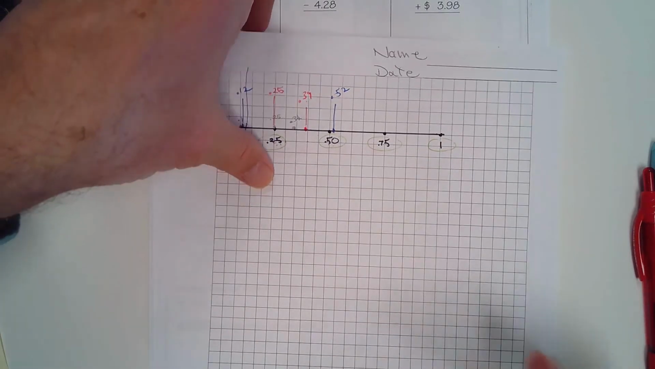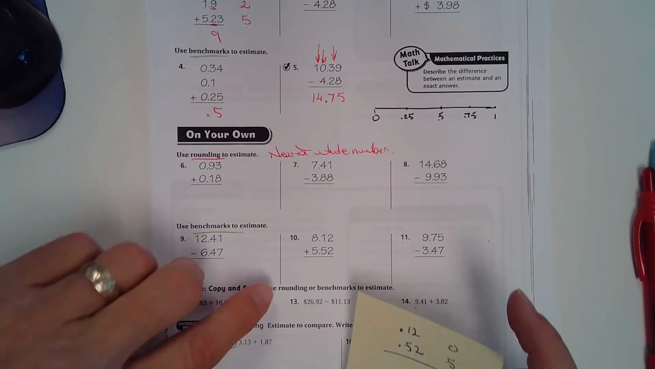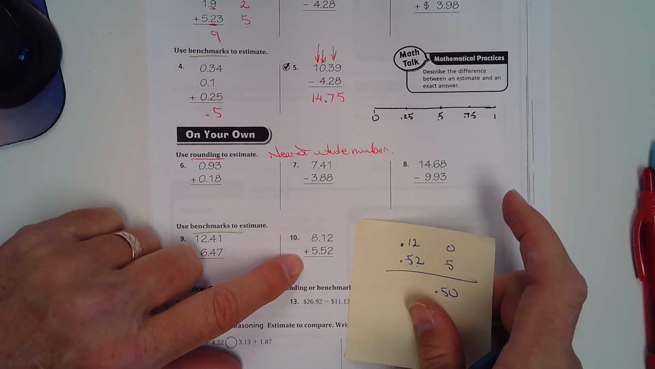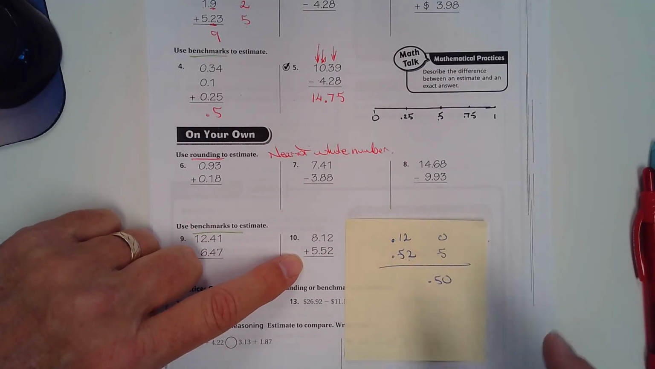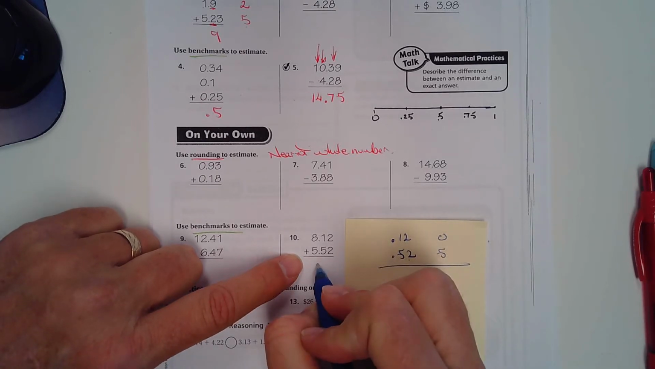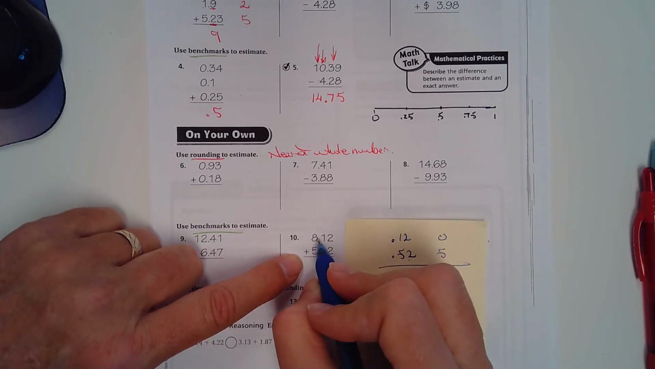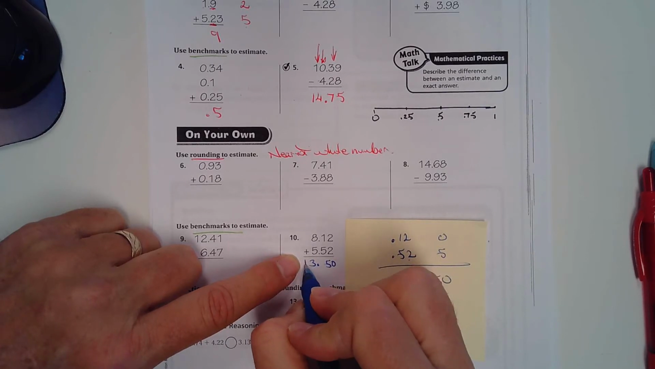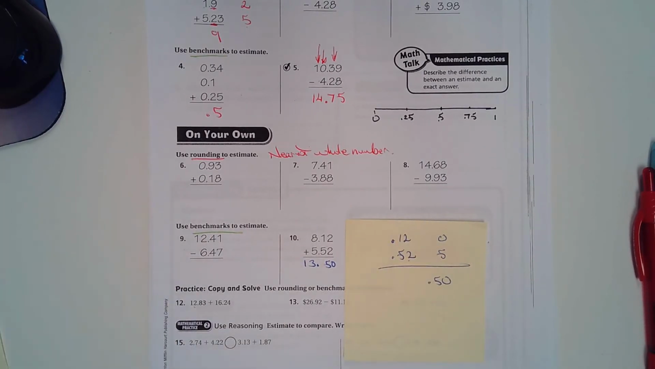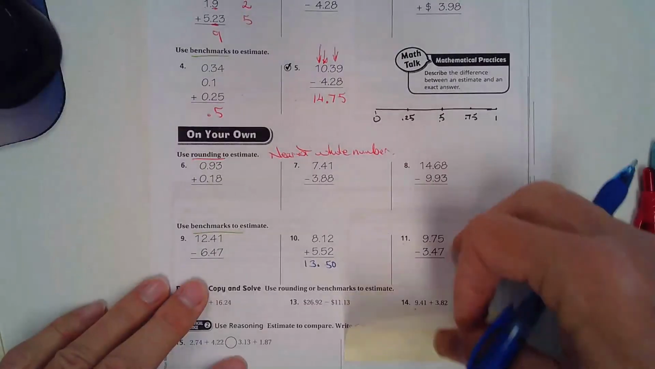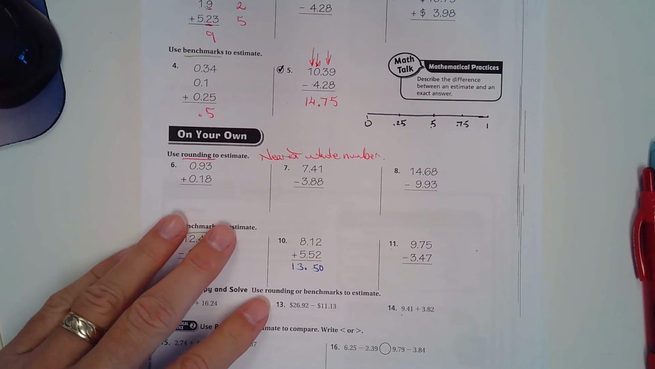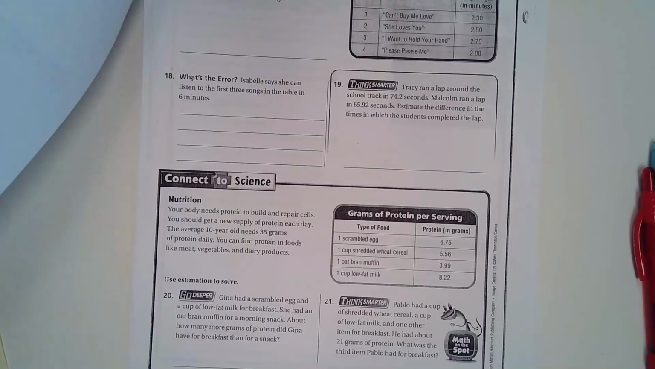We'll go back to our page here. What were we doing? We were doing 10, weren't we? Yeah. So this would be 0.50. 5 and 8 is 13. There we go. There's our estimate. Okay. So you guys knock this page out. I think I told you guys to finish the whole thing.